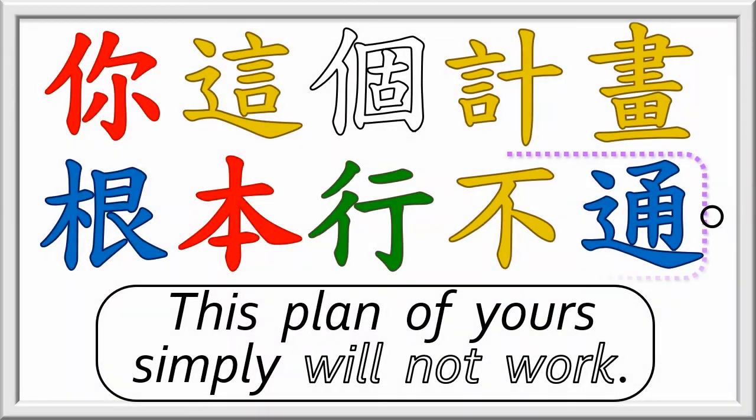As you can see in this last example, 不通 means there's some sort of obstruction or blockage. Here's another example. 你这个计划根本行不通. This plan of yours simply will not work. We've seen the phrase 人情 before, which means that human touch, a sensitivity to the feelings of others, which may or not be obstructed in some people.